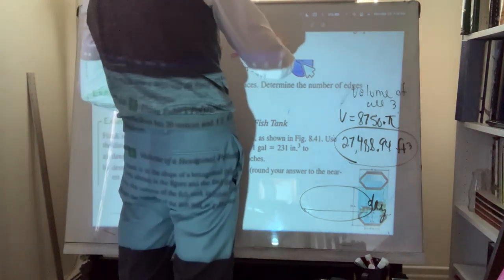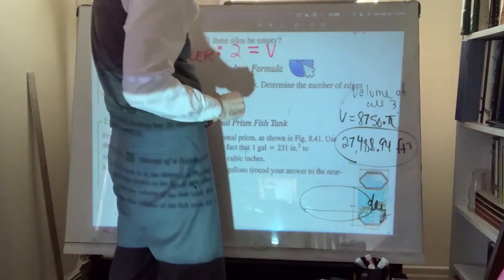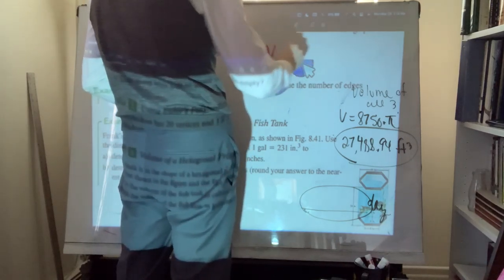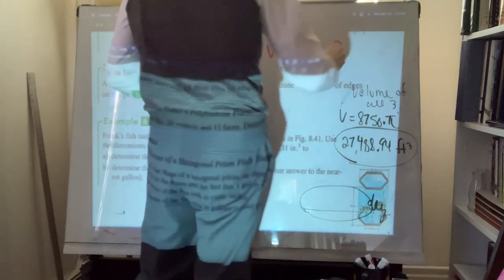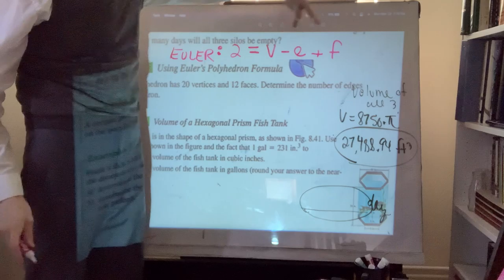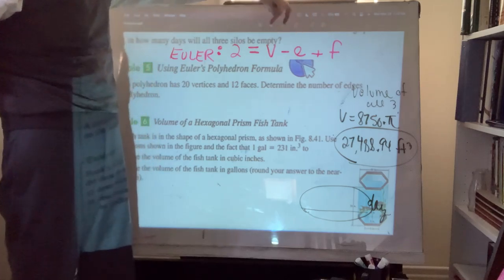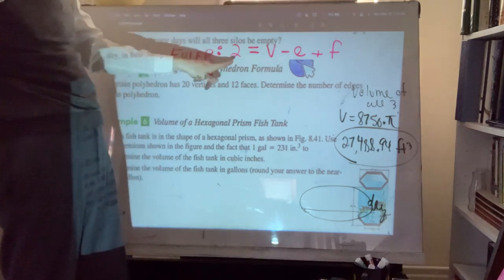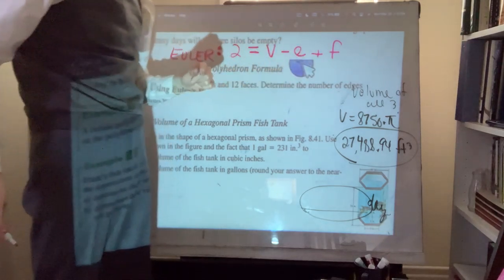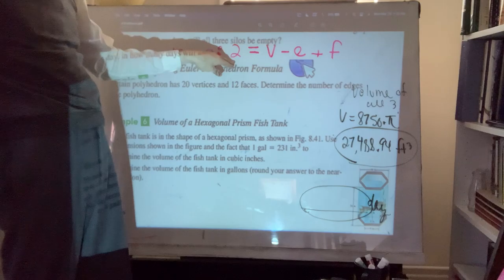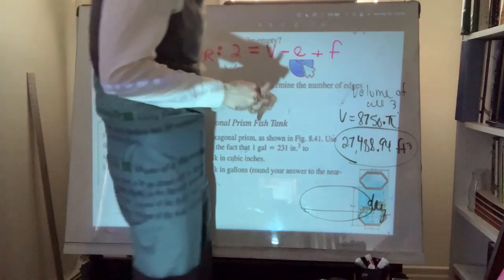V for vertices, corners, minus E for edges, plus F for faces. As long as you know 2 out of the 3 variables here, you could calculate the 3rd, because this is a difference and partly a sum, and it will always produce this figure, 2.